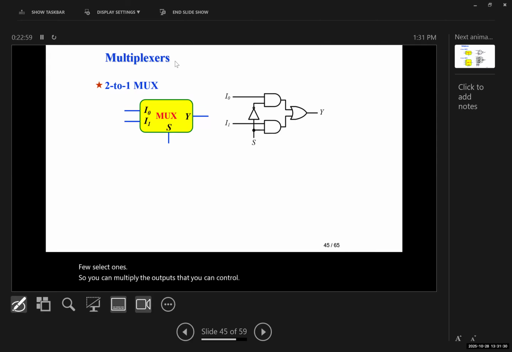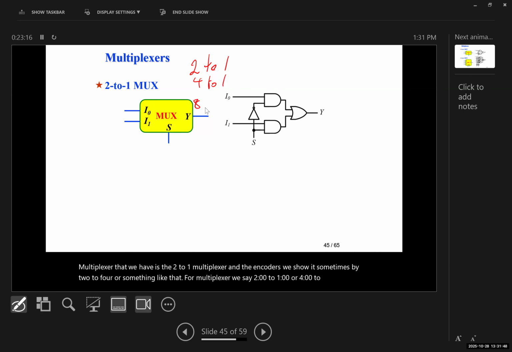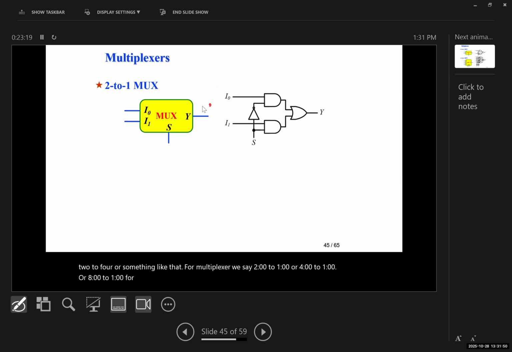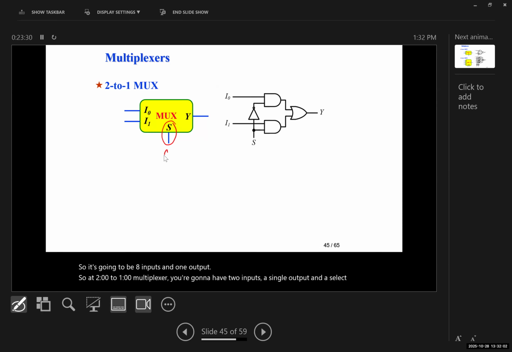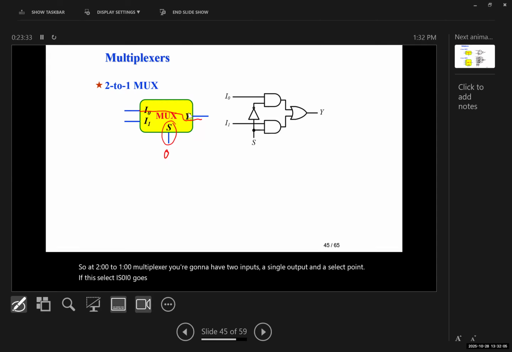So the simplest multiplexer that we have is the 2:1 multiplexer. And for the encoders, we sometimes show it as 2:4 or something like that. For a multiplexer, we say 2:1 or 4:1 or 8:1, for example. So 8:1 means 8 inputs and 1 output. So for a 2:1 multiplexer, you're going to have 2 inputs, a single output, and a select point. If the select is 0, I0 goes to the output. If the select is 1, then I1 is connected to the output. Okay.